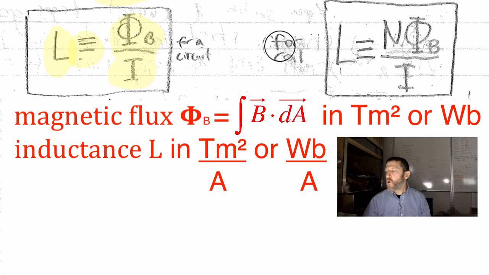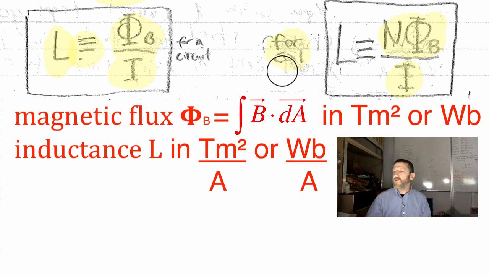So for a coil, it's going to make sense that our inductance of a coil is the number of turns times the magnetic flux through the coil per amp. So for a coil, the inductance is defined this way, same as over here, as long as you remember that when you have more than one turn, you have to count that flux for every single turn. Well, you multiply it by capital N, the number of turns in your coil.